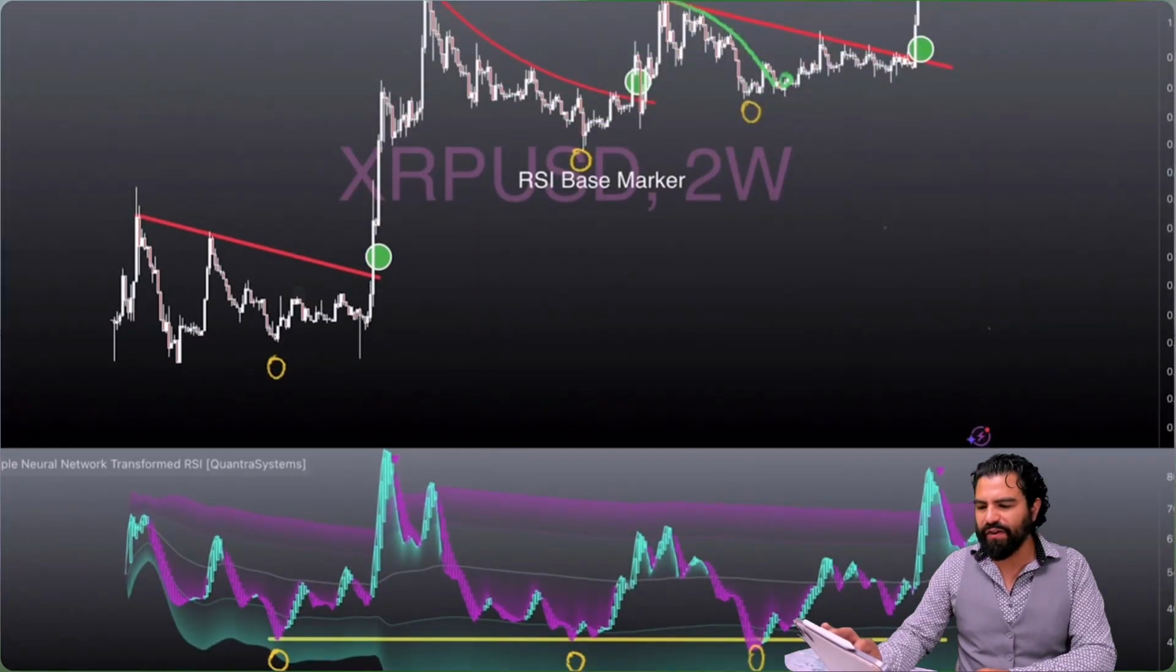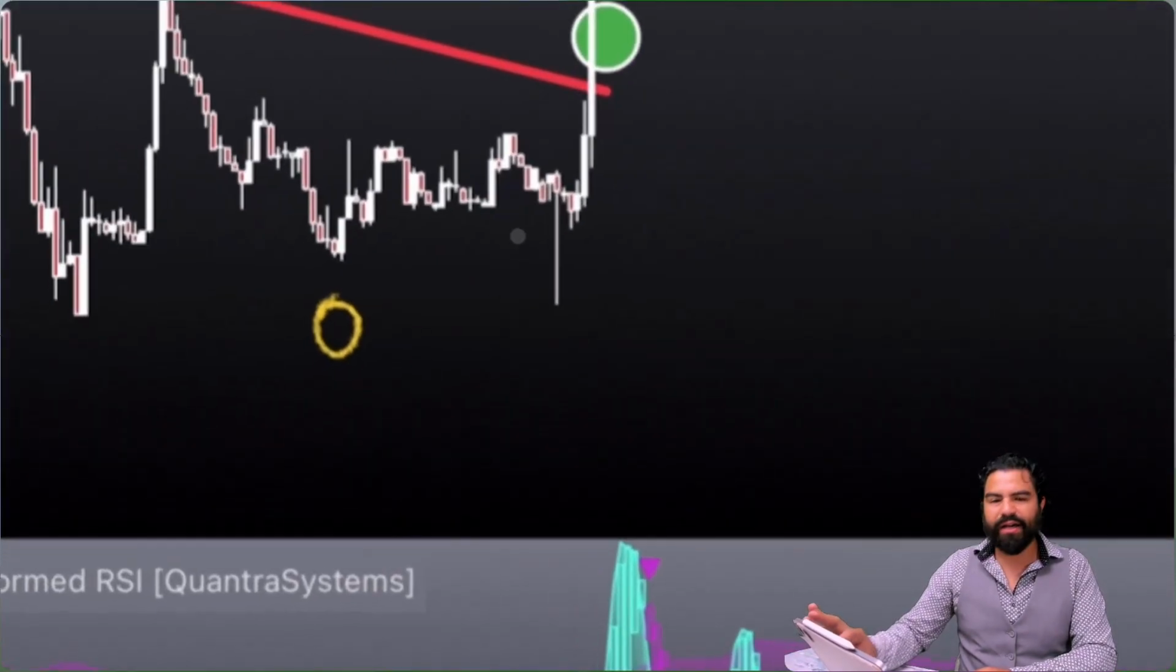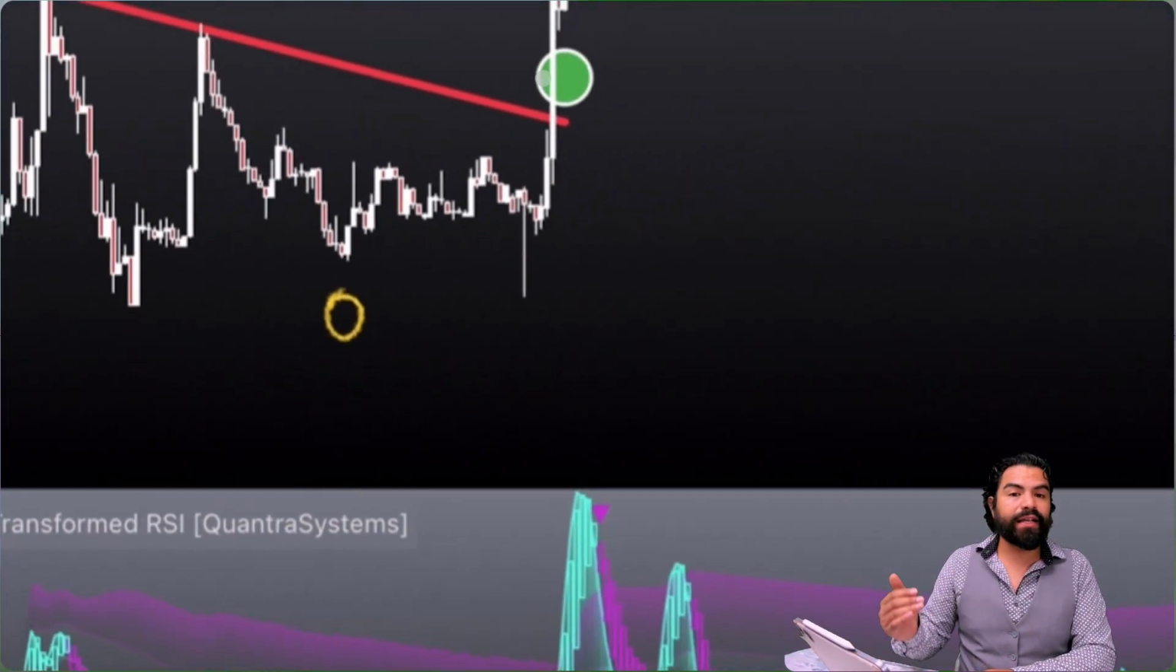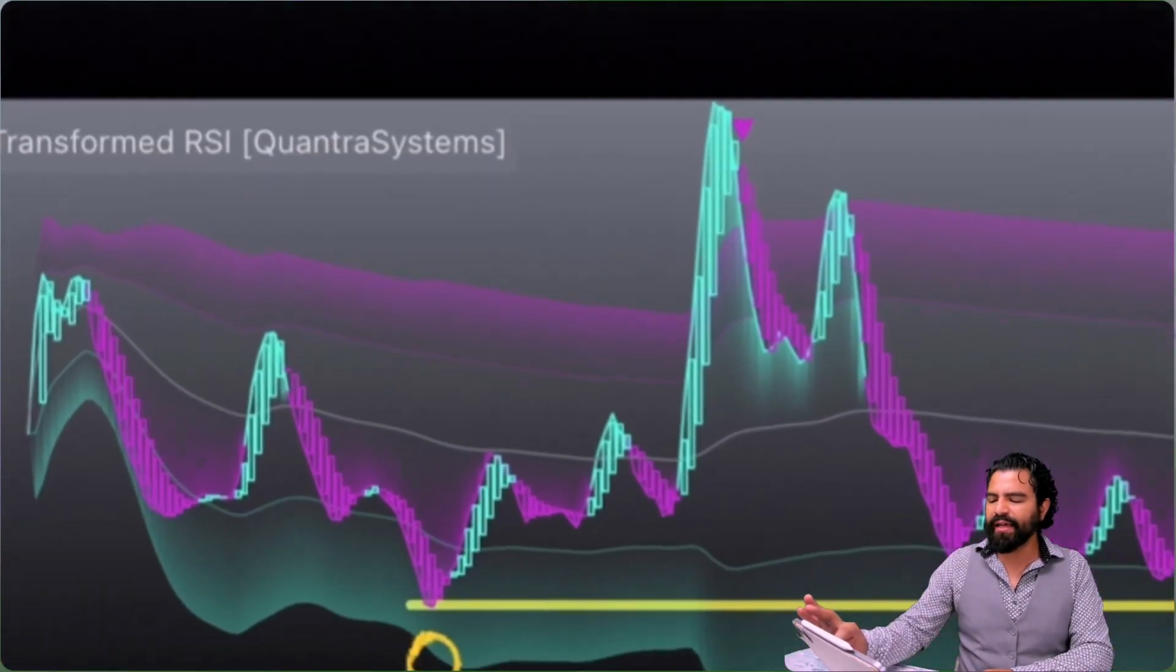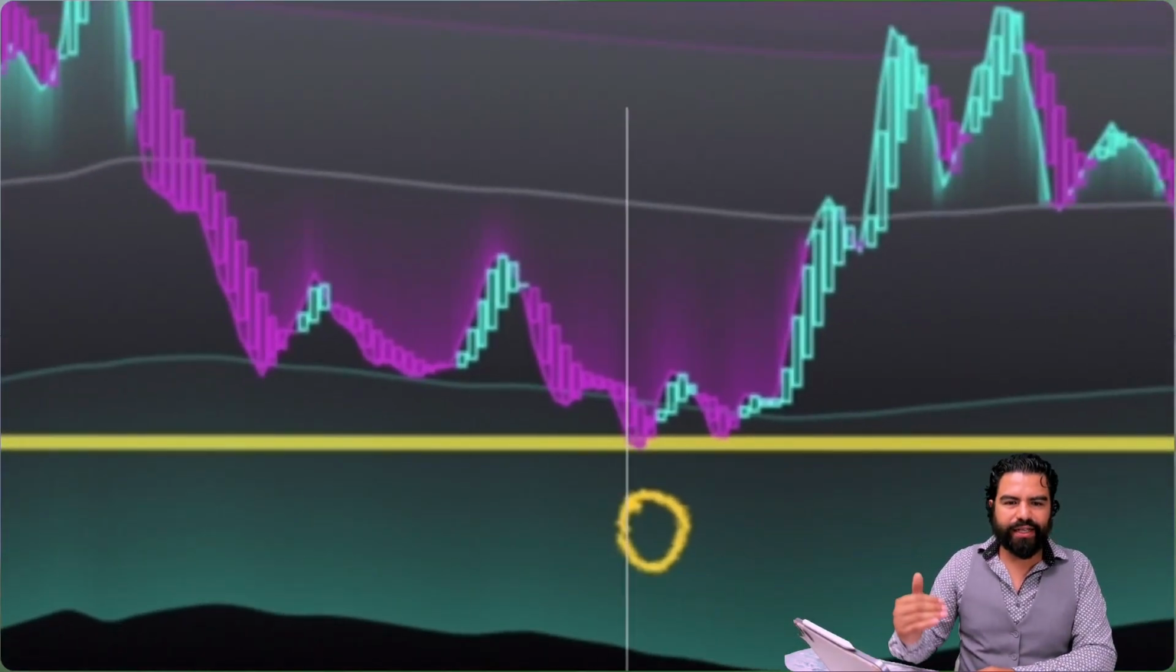In this case, from this 2-week chart, each one of these bars is 2 weeks worth of time. We had a bottom in the past. We know about that bottom. We're trying to find the next bottom in an uptrend. In that case, what we're doing is waiting all the way until RSI hits.